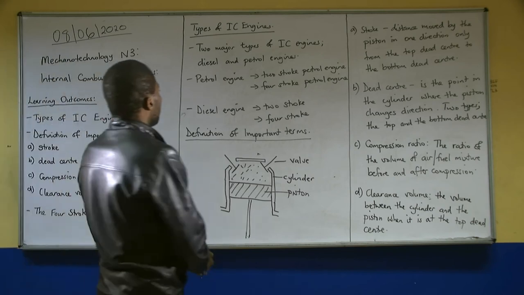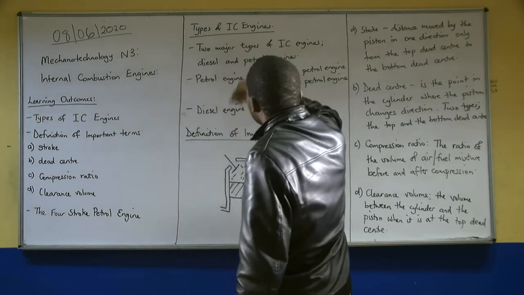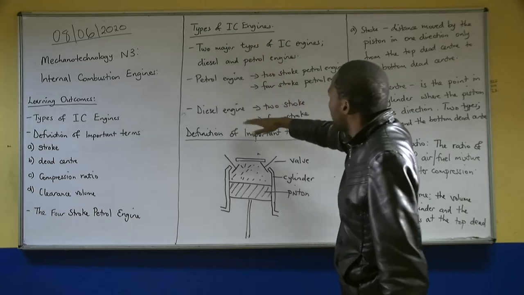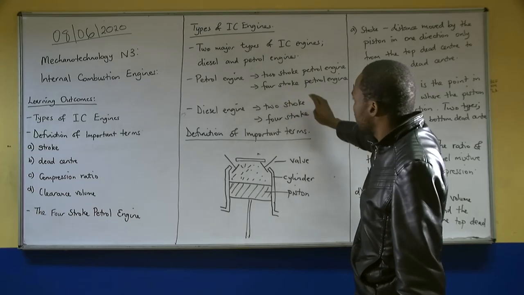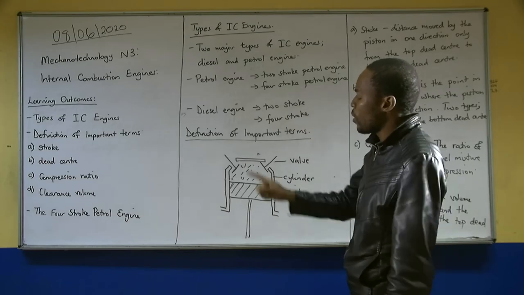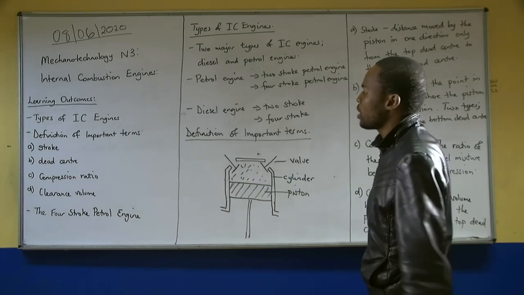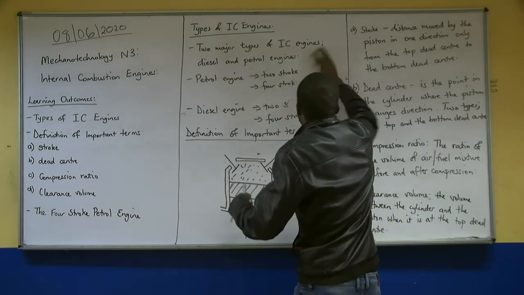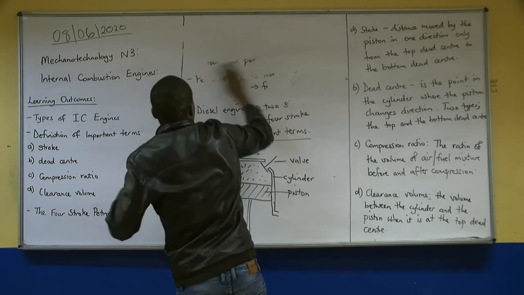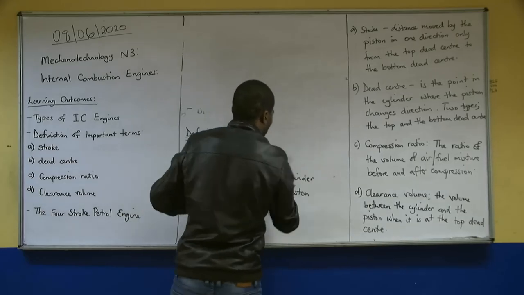Right, we are done with our definitions. From these, the types of IC engines, we are going to look at all of them: the two-stroke petrol engine, the four-stroke, the two-stroke diesel engine, and the four-stroke. But for today, we are only going to look at one of those types, which is the four-stroke petrol engine.